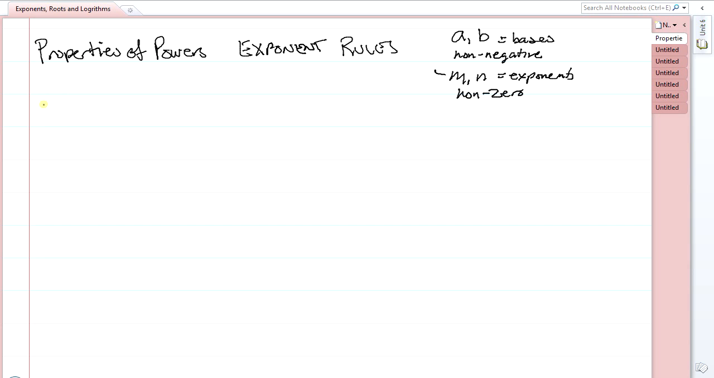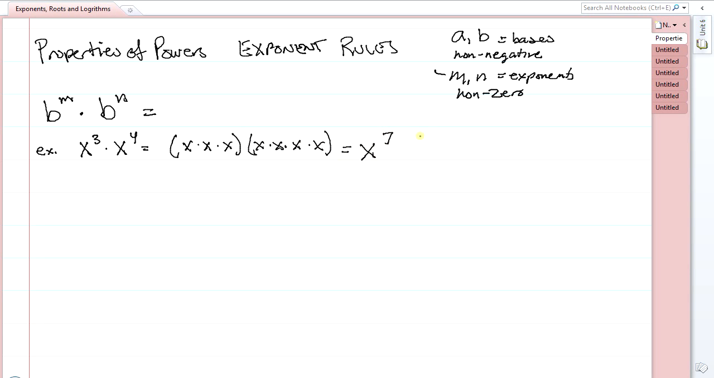Here's your first property. We're going to say if b is raised to the m, and you choose to multiply this by b raised to the n, what do you get? Well, I'm going to do a demonstration of this. So here's a couple examples. The first example is going to be x cubed times x to the 4th. X cubed is x times x times x multiplied by x times x times x times x. That's x to the 7th. I could come up with the answer very quickly by saying 3 plus 4.